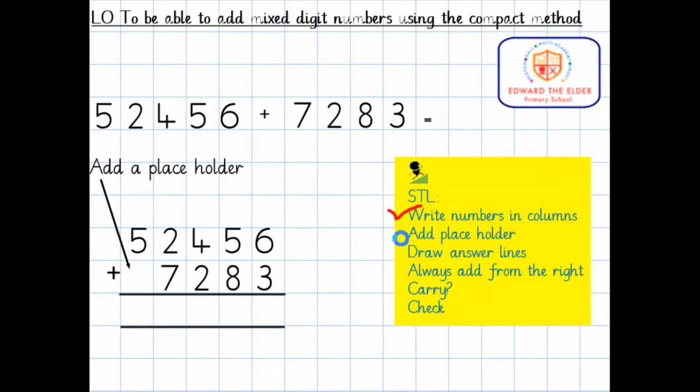My next step says to add a placeholder. As one of my numbers is a 5-digit number and my other number is a 4-digit, there is no 10,000s in the second number. So we can, if it helps, add a placeholder to ensure that all of our digits are sitting in the correct column. So I can tick that I have done that.